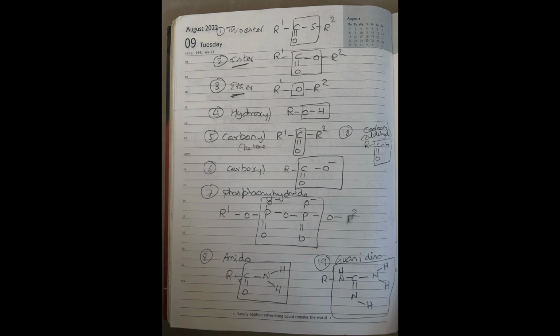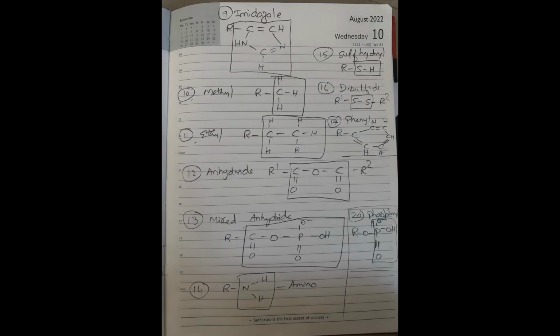If this is the case, then we call that a guanidine, and then we have imidazole, number 9. Imidazole has a cyclic structure: R, then C double bonded to C, which is again single bonded with a nitrogen on this side, and this carbon is linked with a nitrogen on the other side, and finally these two nitrogens are linked to a carbon. So this is an imidazole. Sulfhydryl means R, sulfur and a hydrogen. It's a very simple thing.